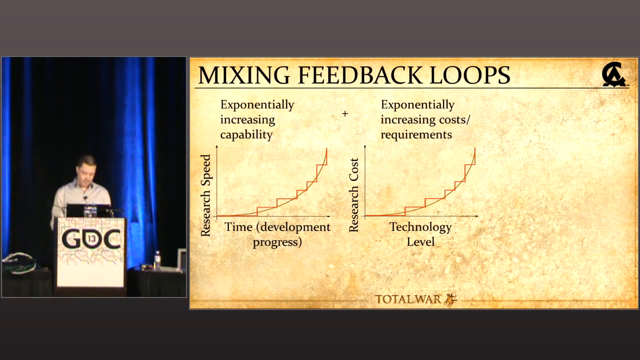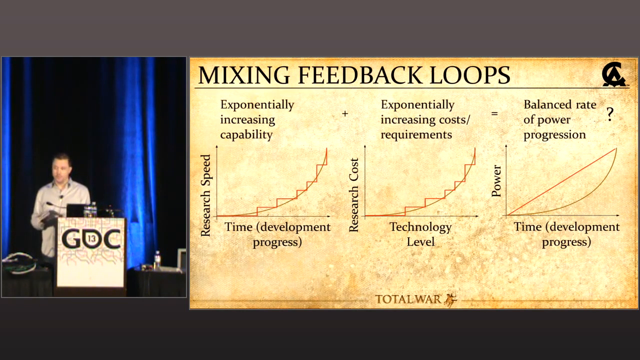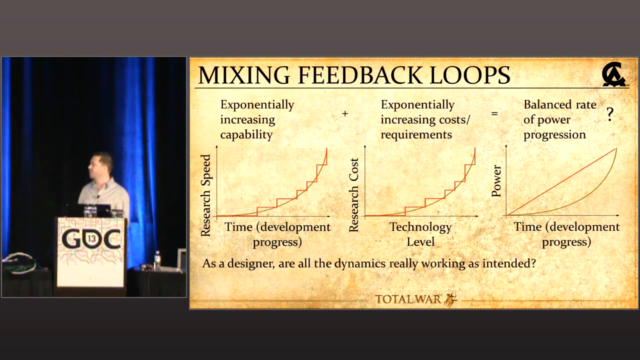What is the outcome? How does player power progress through time in the presence of those competing positive and negative feedback loops? Well, what you need to do as a designer, what we all need to do, is model them. We need to make sure that they're working as we intend. And if they are working as intended, well, congratulations. So, I mean, it's a challenge, right?